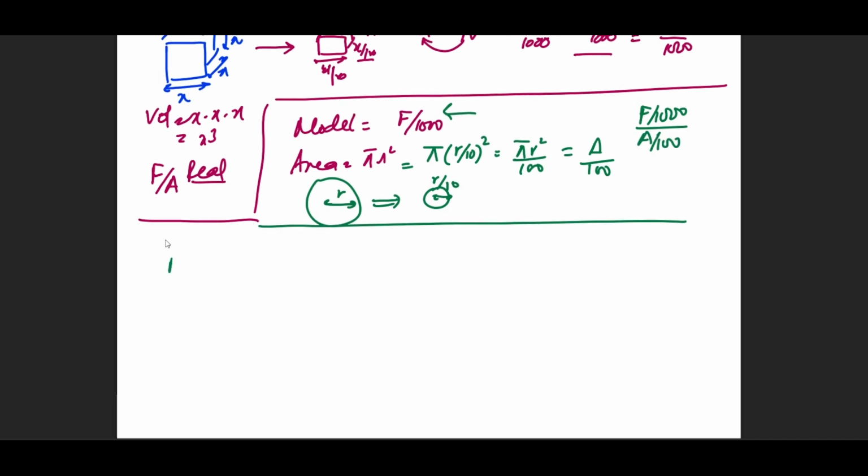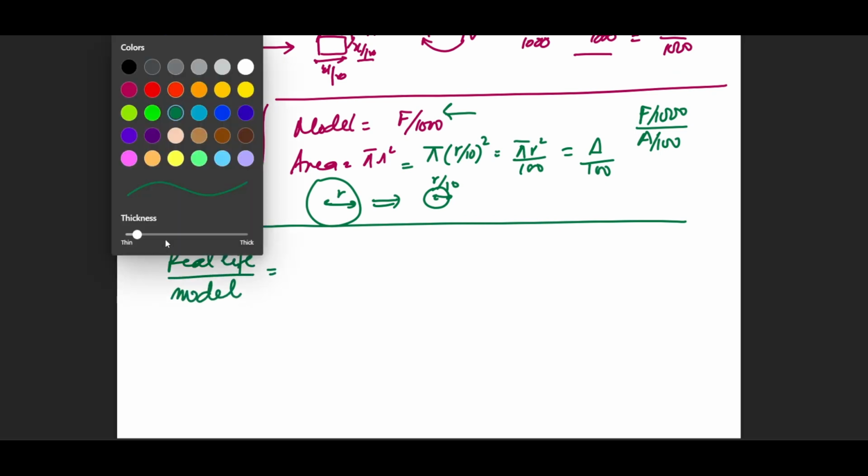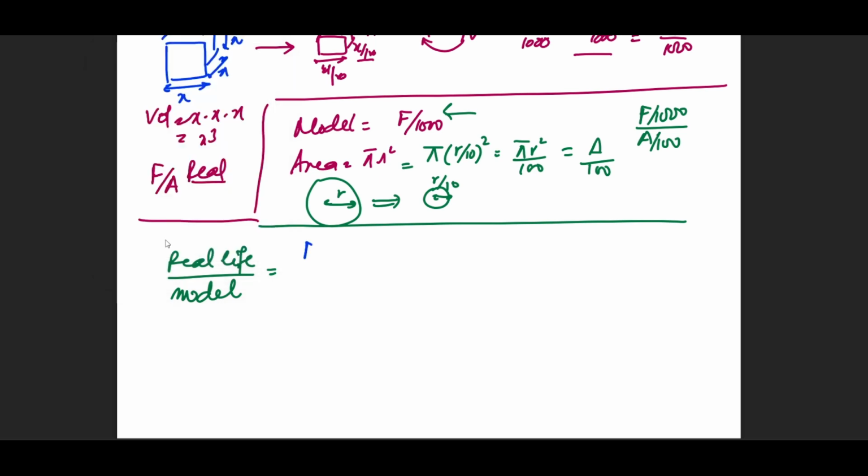Now since we're comparing real life with the model, real life stress divided by model stress, we are just going to replace the variables in this situation. We get F over A divided by F divided by 1000 over area divided by 100. If you perform simple algebra, you will land at an answer of 10. Of course, because F over A and F over A are going to cancel out.